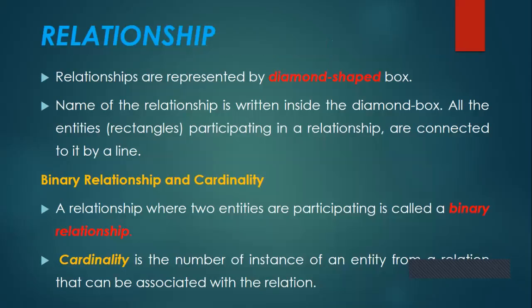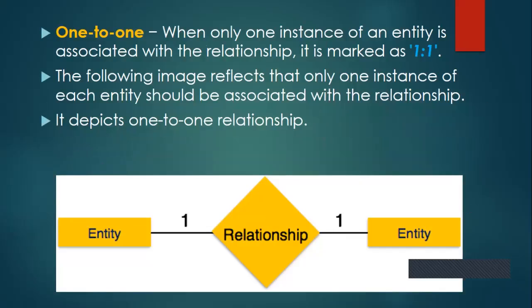Next is relationship. In relationship, we have seen the cardinalities. Here we'll see how we represent them. Whenever there is a one-to-one relationship between two entities, we represent it as 1 and 1. Two entities, the representation is 1:1 and the relationship.